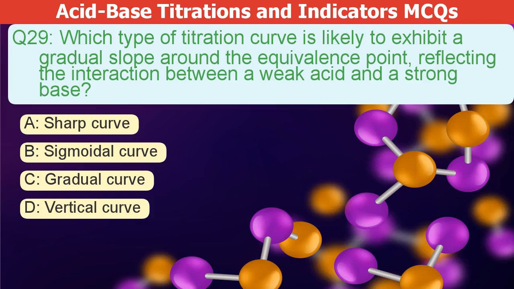Which type of titration curve is likely to exhibit a gradual slope around the equivalence point, reflecting the interaction between a weak acid and a strong base? A. Sharp curve. B. Sigmoidal curve. C. Gradual curve. D. Vertical curve.